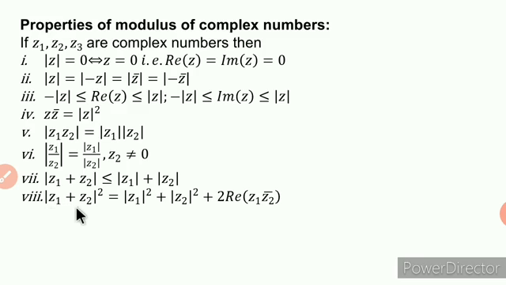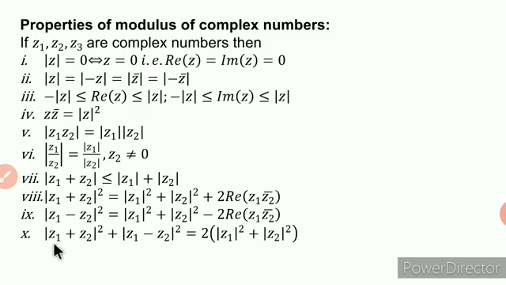8. Mod z1 plus z2 square is equal to mod z1 square plus mod z2 square plus 2 times real part of z1 into z2 bar. 9. Mod z1 minus z2 square is equal to mod z1 square plus mod z2 square minus 2 times real part of z1 into z2 bar.